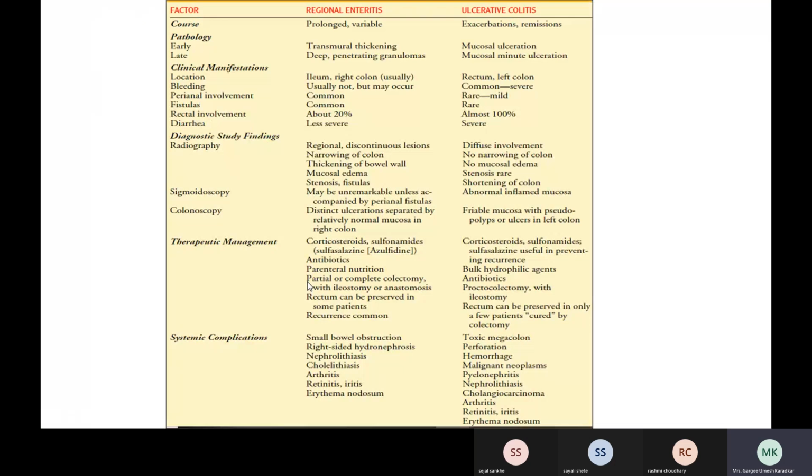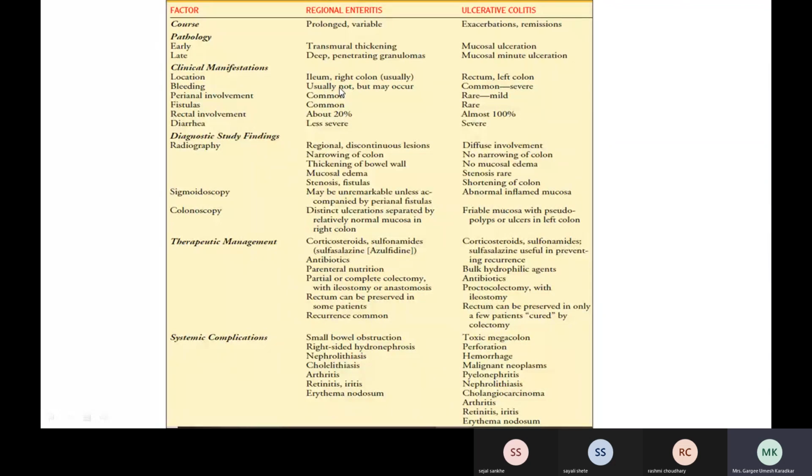Okay, this is the difference between regional enteritis and ulcerative colitis. Regional enteritis normally is prolonged and variable. In ulcerative colitis, there is exacerbation and remission. Pathological changes in enteritis: there is transmural thickening, there is penetrating granuloma. In ulcerative colitis, there is mucosal ulceration and minute ulceration. Signs and symptoms: here the ileum or the right colon is affected. Here the rectum and the left colon is affected.